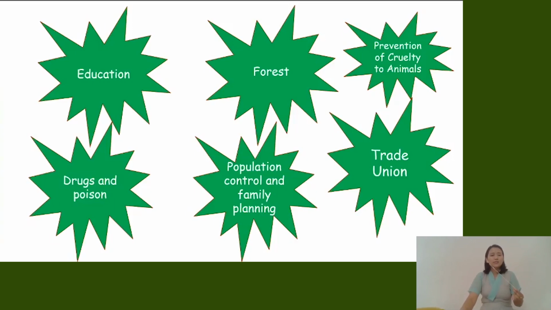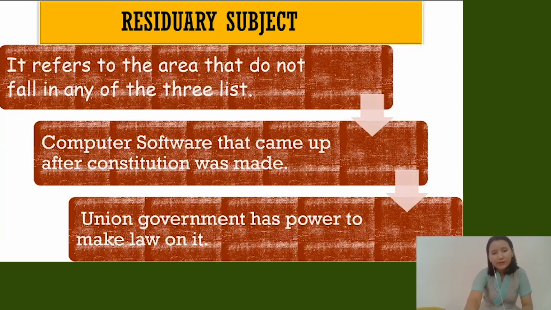The concurrent list consists of this: education, forest, prevention of cruelty to animals, trade union, population control and family planning, drugs and poison. So these are some of the examples of the subjects of the concurrent list. And we have another one, that is residuary subject. Residuary subject consists of those areas or subjects that do not fall in any of the three lists, that is the union list, state list and the concurrent list.